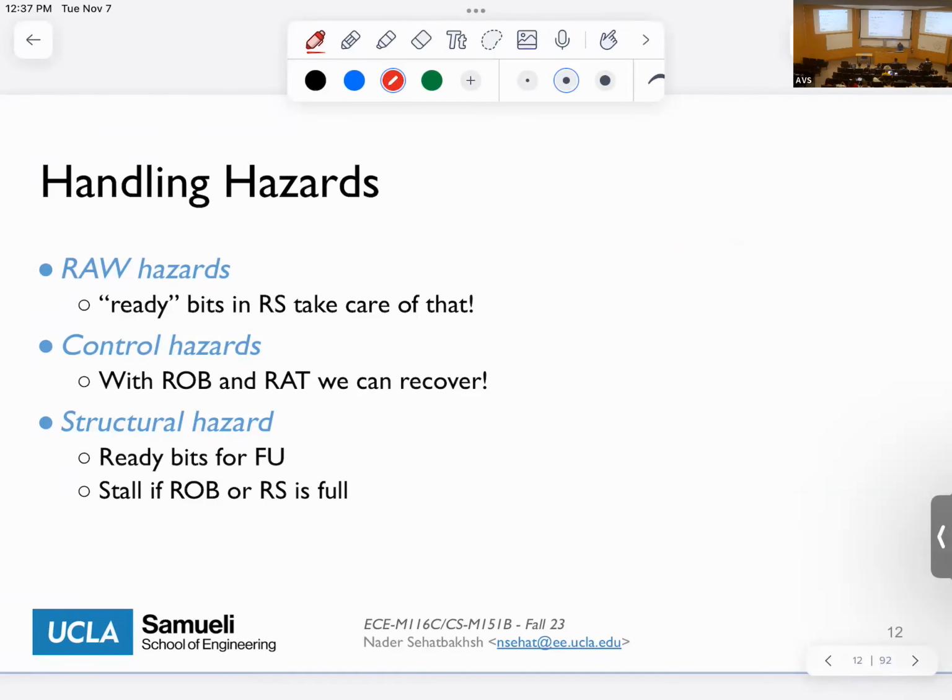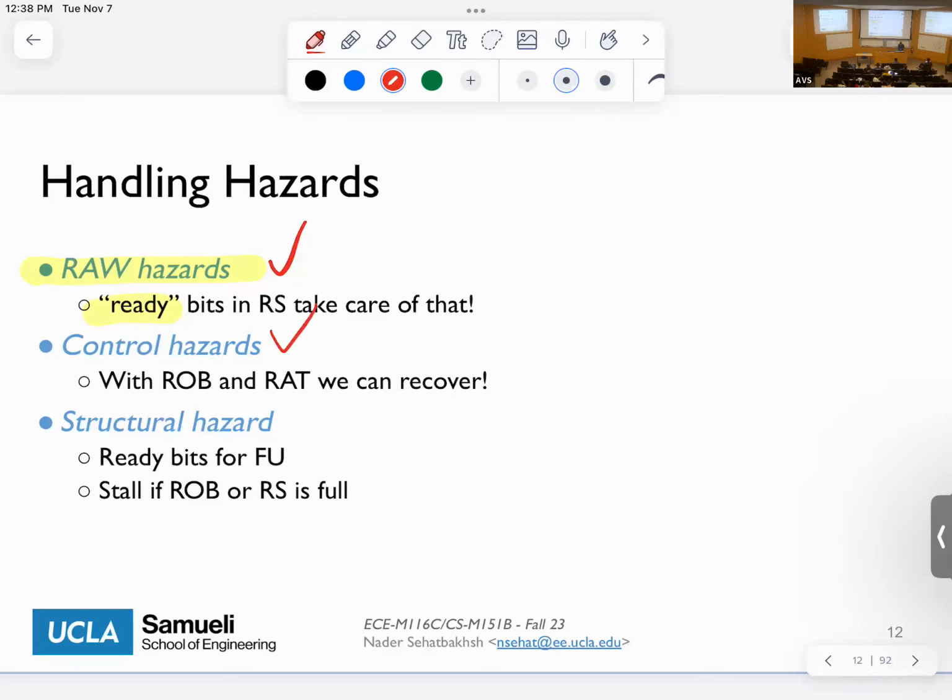The RAW data hazard is essentially fixed by having these ready bits, right? So if you're using the destination register, you make the ready bit equal to 0. You only make the ready bit back to 1 when the data has been updated, right? So this ready bit is basically fixing the issue of RAW data hazards in our design, and that's great. The control hazard, I just described how we fix the control hazards. We either use some form of log-based or checkpoint-based approach in order to recover our system.